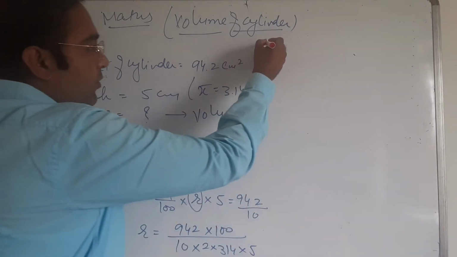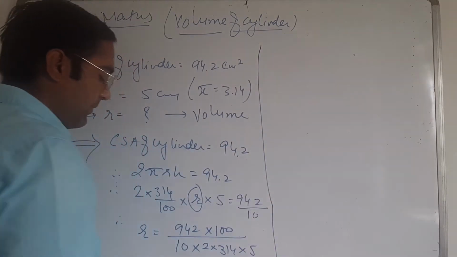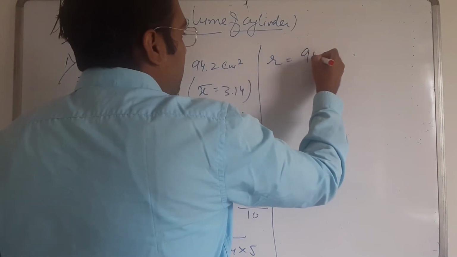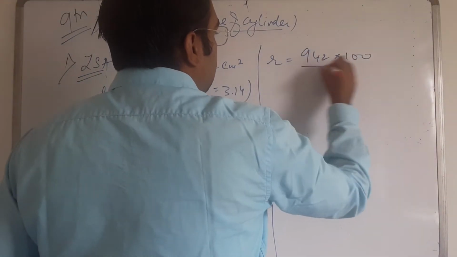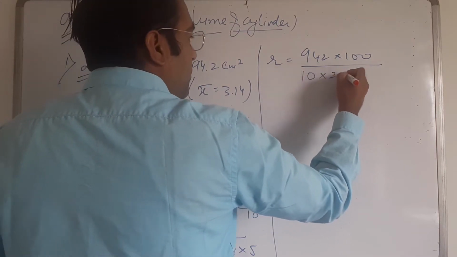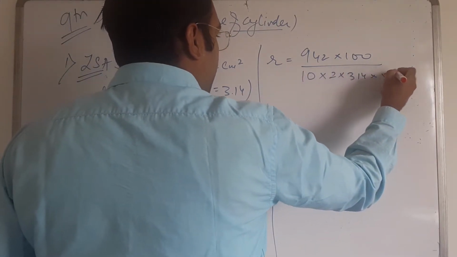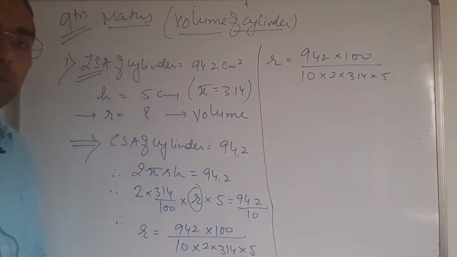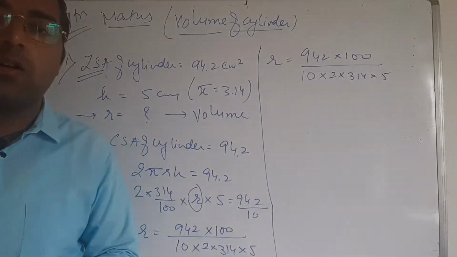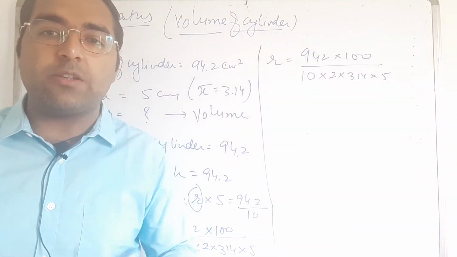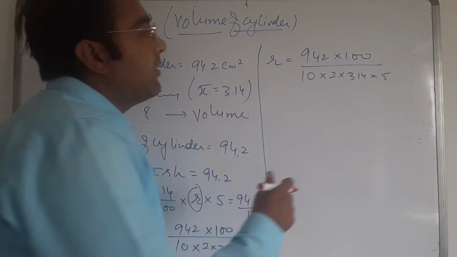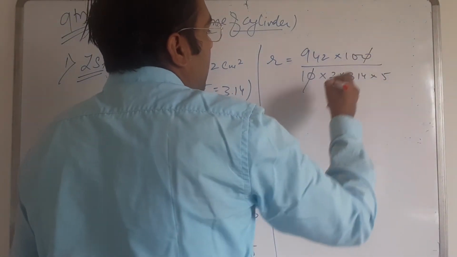Now we have to move to the calculation part. So my radius is 942 into 100 divided by 10 into 2 into 314 into 5. Now we have to take cancellation of this portion. After the cancellation, the 0 and 0 cancel out.